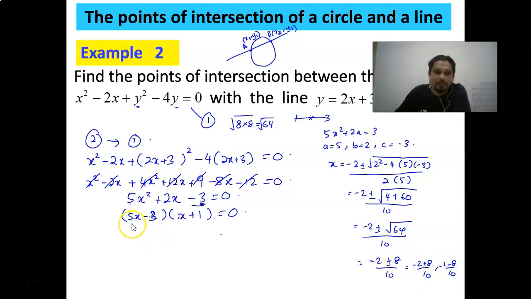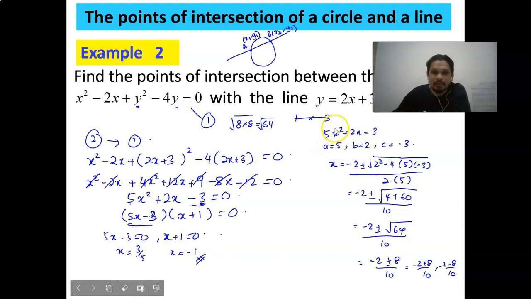Okay, from here now, we come up with the conclusion that 5x minus 3 equals 0, x plus 1 equals 0, then x equals 3 over 5, and x equals -1. Okay, you may test. Hopefully you will get both of these answers exactly the same as this one.